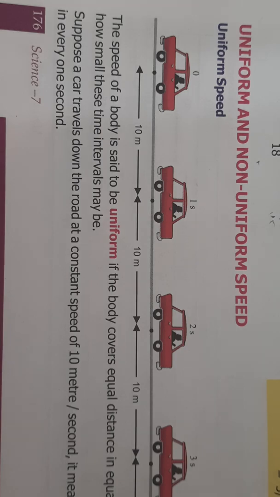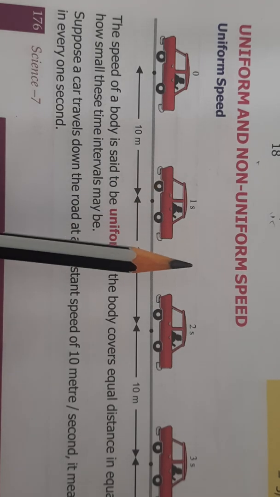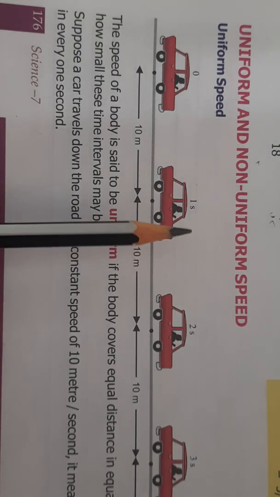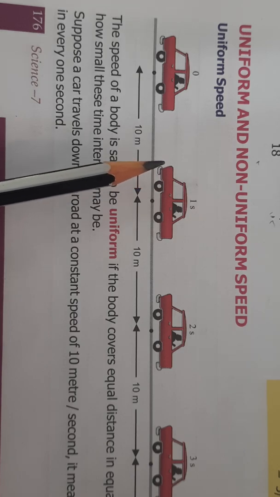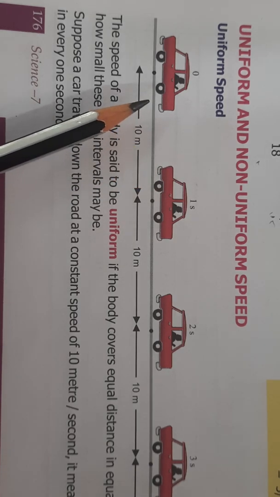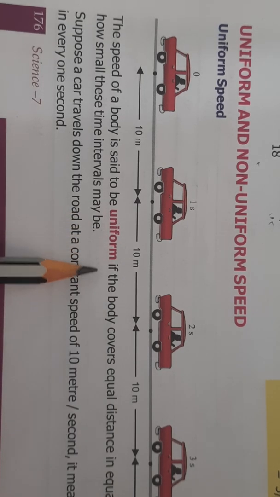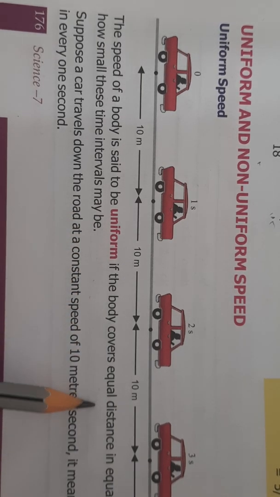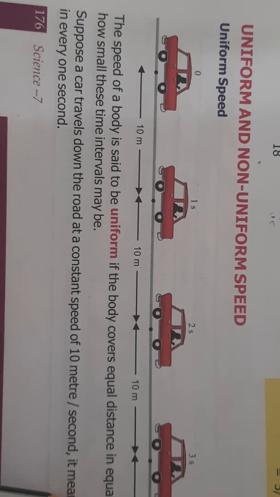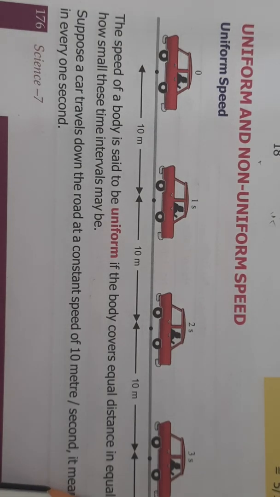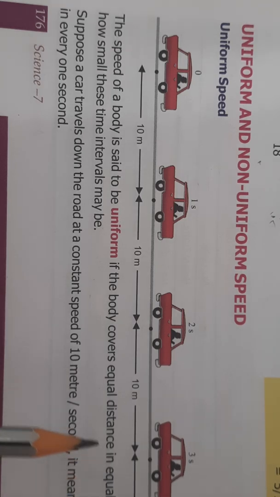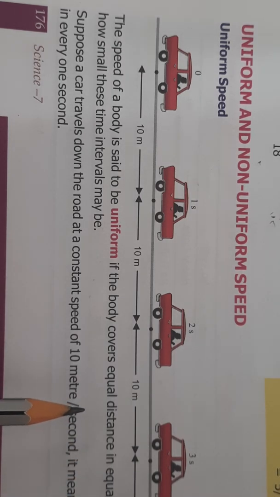Today we'll start with uniform and non-uniform speed. So what is uniform speed? The speed of a body is said to be uniform if the body covers equal distance in equal intervals of time. And these time intervals can be very small also or very large also.